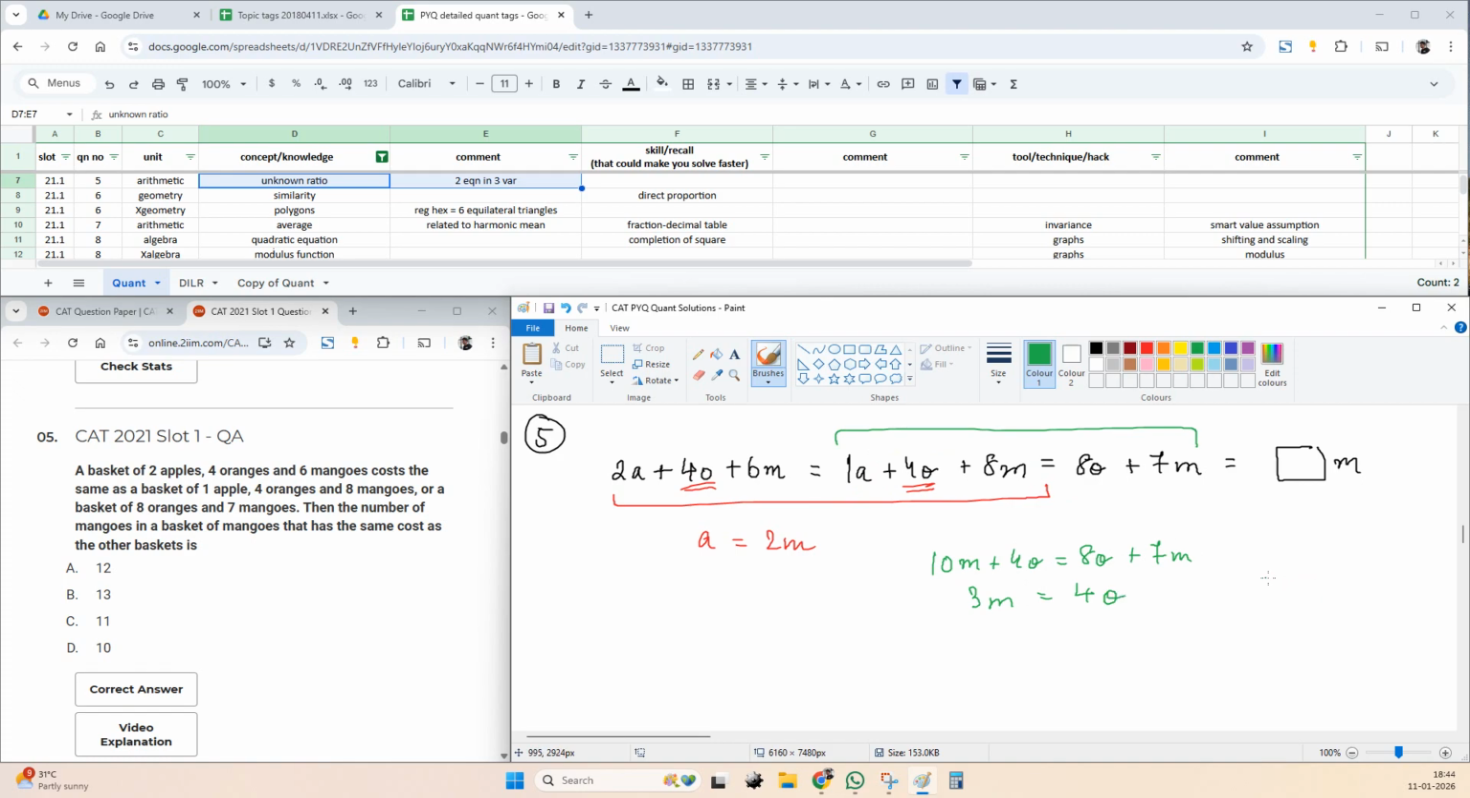The easiest thing to do here is to just say that if 3M is equal to 4O, then 6M is equal to 8O. You are just doubling the equation. And then you can substitute this 8O with 6M. And so you'll notice that this basket is basically equivalent to 13 mangoes. And so that is what you would put here. That's the fourth basket with only mangoes. You would have 13 mangoes. And that is the answer.